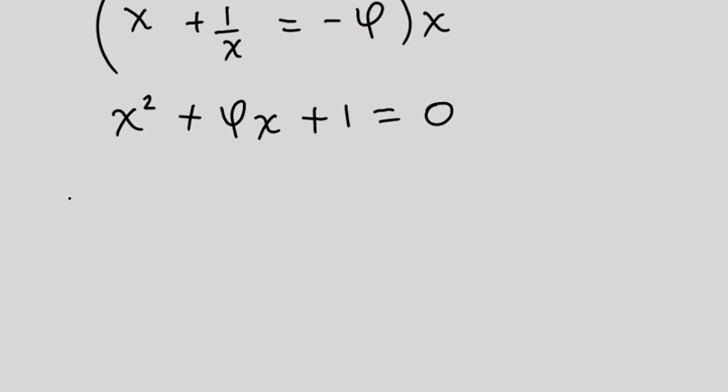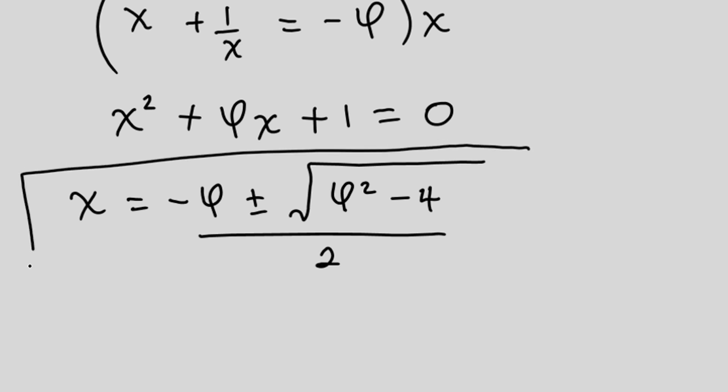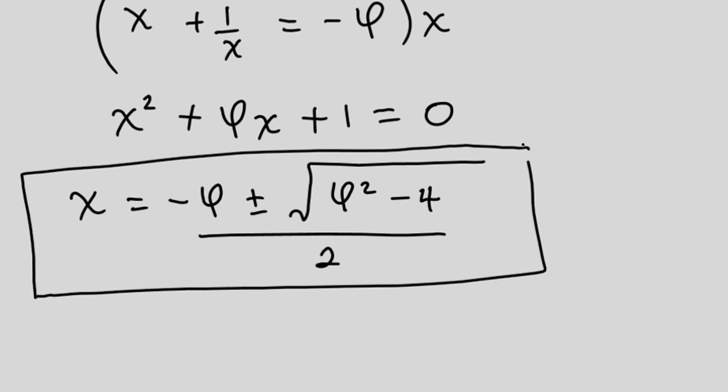So using the quadratic formula, we have x is equal to minus b, where b is the golden ratio, then plus or minus the square root of the golden ratio squared minus 4 times a times c, where they are all 1, so we're going to have 4, then all divided by 2 times a, where a is 1. So this is the other solutions that we have.